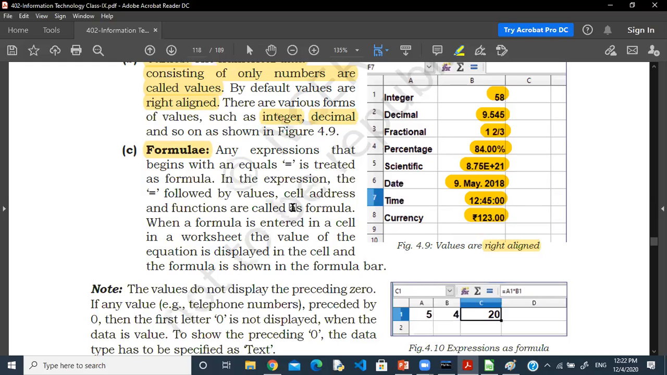Due to formulas, it has become easier to solve problems. We can do big calculations with the help of a formula in very little time. So here we are also getting the formula. We can write the formula in an Excel sheet.